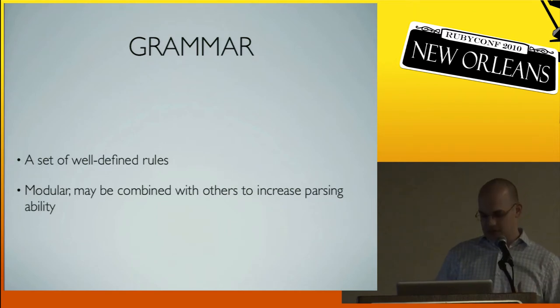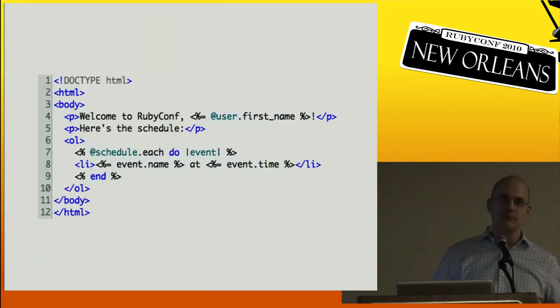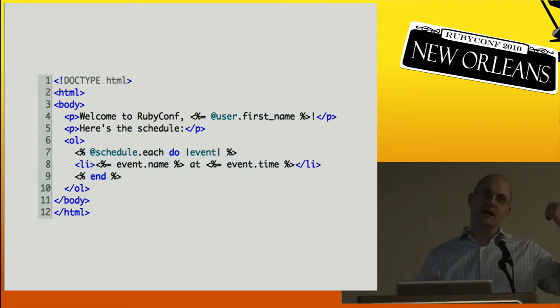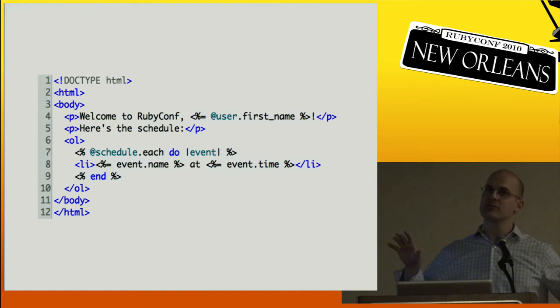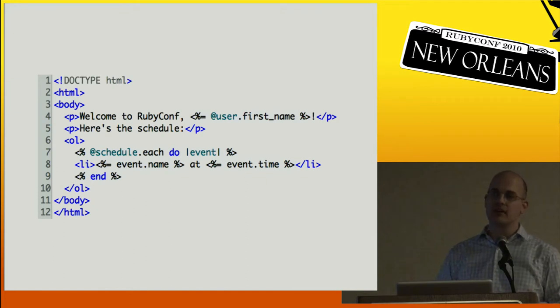Another good example is just straight up ERB, right? ERB is not a Ruby interpreter. It's not an HTML interpreter, if you will. But it does kind of straddle the line. When it reads a document, it knows what is HTML and what is Ruby, and it passes the Ruby off to the Ruby interpreter and puts it back in the document, and then you get your HTML document, right? So it combines these two grammars to get its job done.